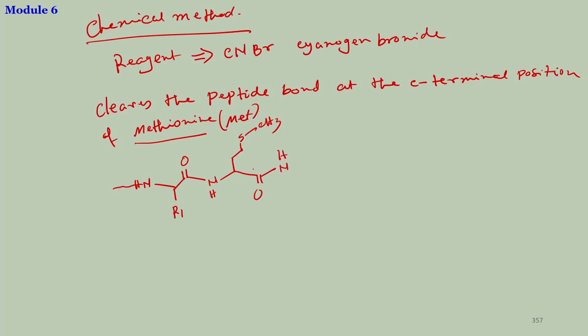So, this is the C terminal peptide sequence R1, R2, this can be R3 and it goes like this. So, it should be CO and then the rest of it. Let us take that this is the sequence of the protein, and if you treat it with CNBr, then what happens?